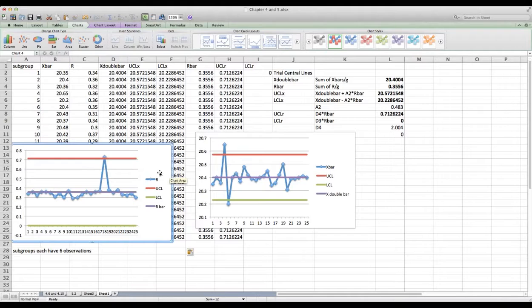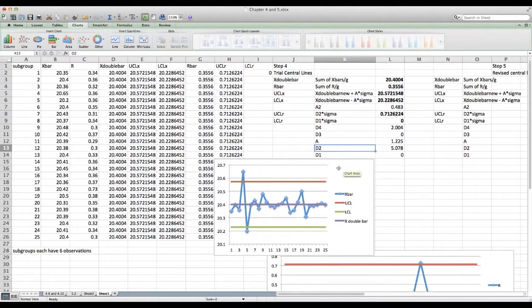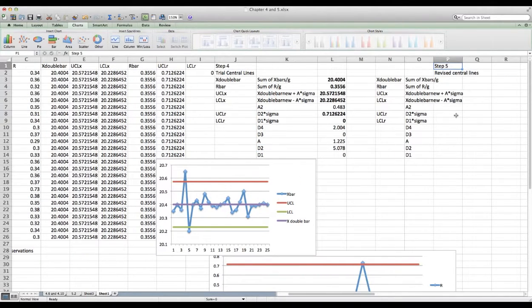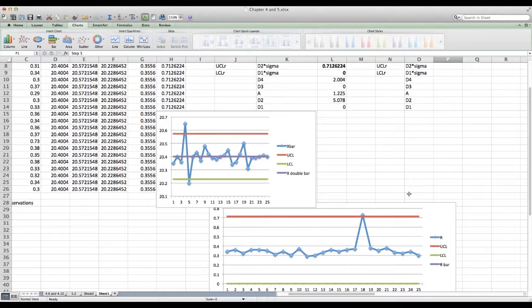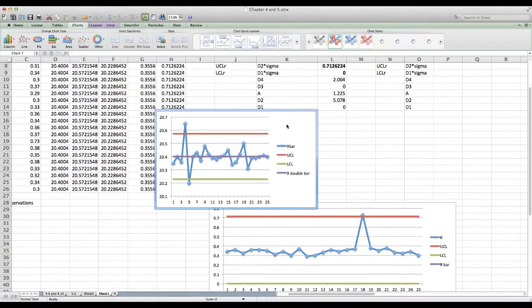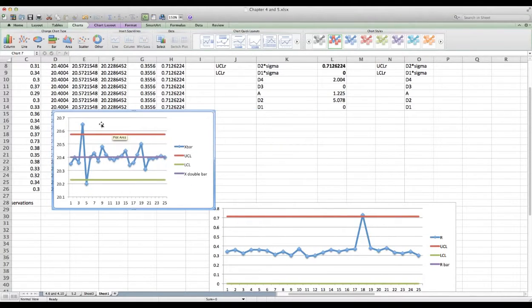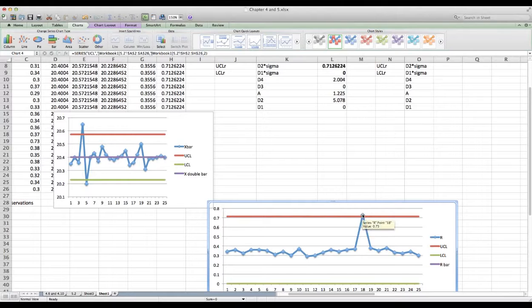Let's move on to step number 5. We need to revise these control lines, these control limits, and these central lines. Okay, so now let's proceed to step number 5. I've set it up over here. What do you see when you look at these two charts? The first thing I see with the X chart is that the 4th and 5th values, both of them are sticking out. With the R chart, this 18th value up here is sticking out.